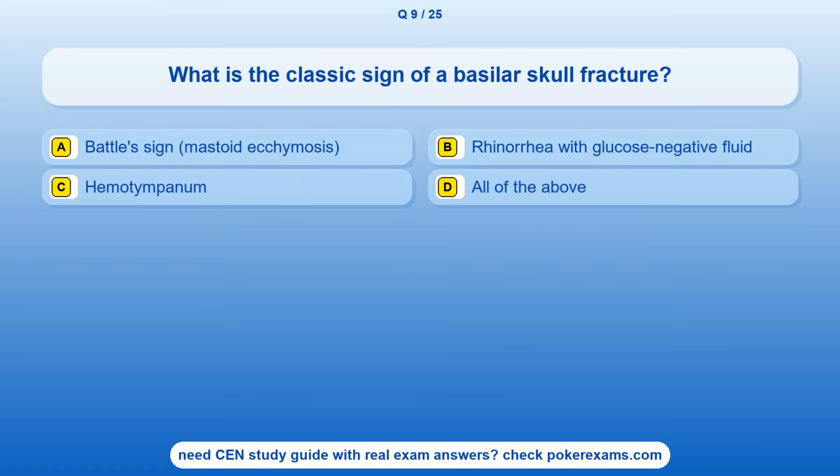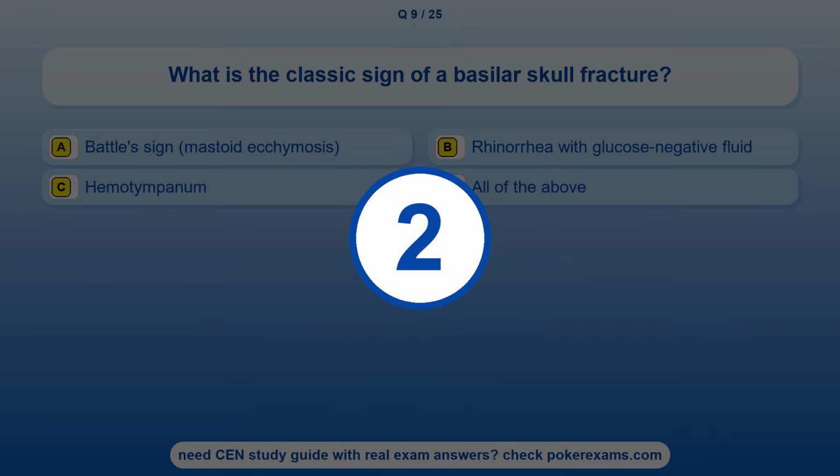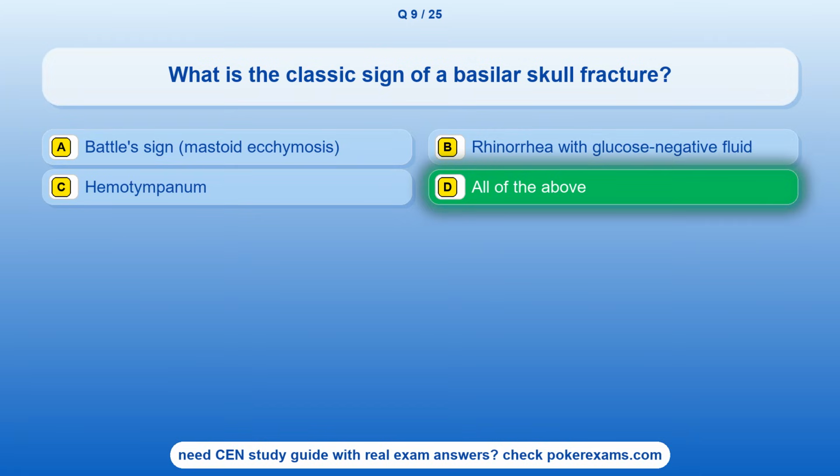Question 9. What is the classic sign of a basilar skull fracture? Option A. Battle's sign, mastoid ecchymosis. Option B. Rhinorrhea with glucose-negative fluid. Option C. Hemotympanum. Option D. All of the above. The correct answer is option D. All of the above.